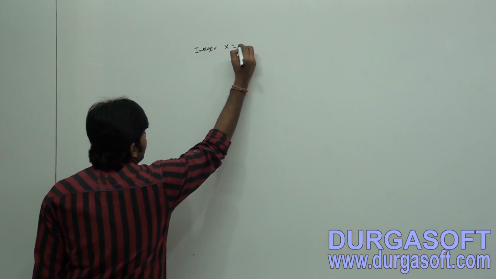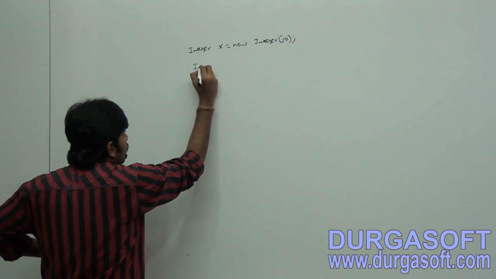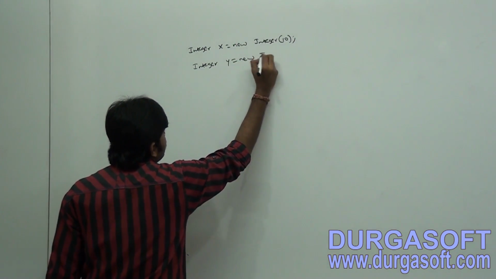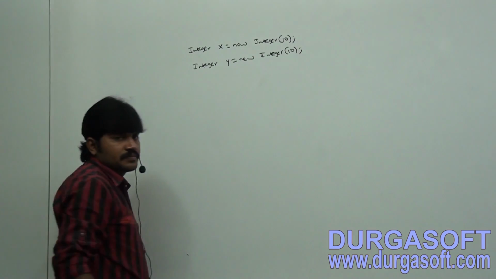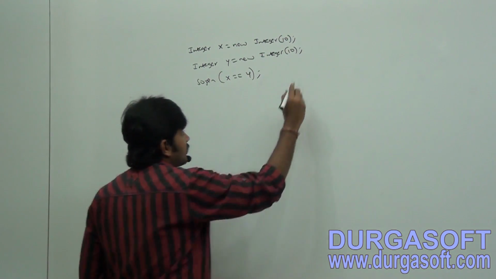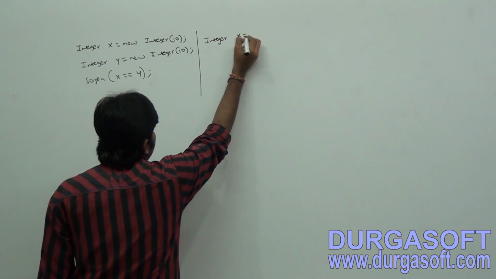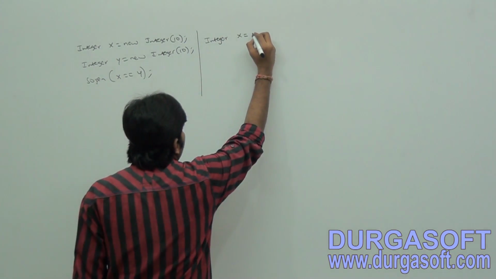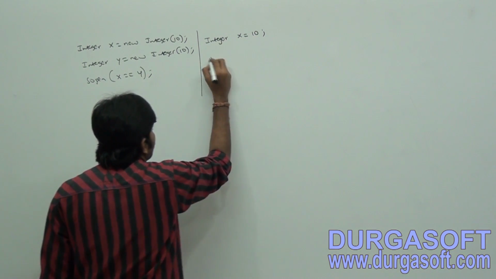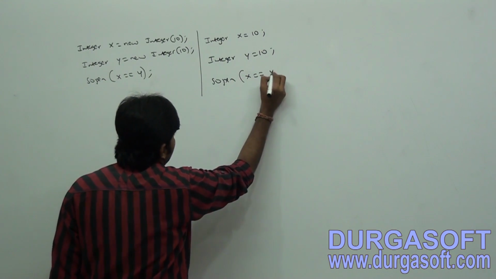Now observe this. First, Integer x = new Integer(10); Integer y = new Integer(10); System.out.println(x == y). Second, Integer x = 10; Integer y = 10; System.out.println(x == y).